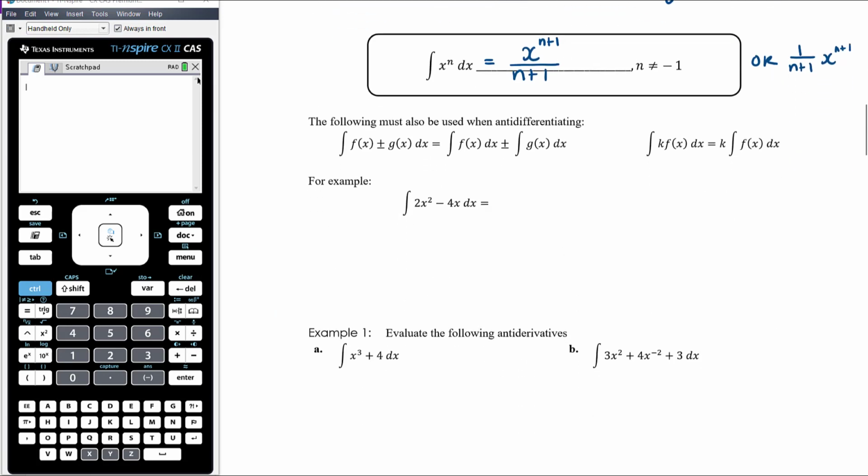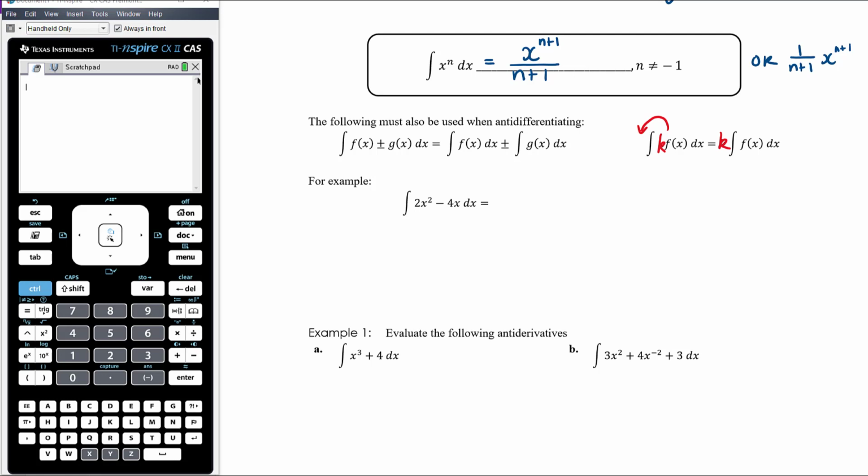Okay, some other properties we need to understand when anti-differentiating is if we have the antiderivative of a sum or difference of two functions, so the antiderivative of f of x plus g of x is just the same as finding the antiderivative of f of x and adding that together with the antiderivative of g of x, same if it was subtraction. The other thing we note is if we have a constant value times a function, that constant value is not going to change how you anti-differentiate.